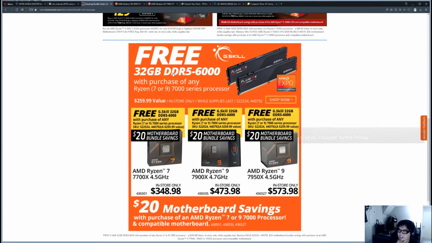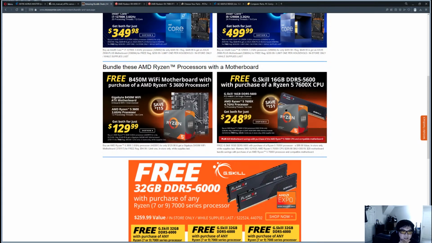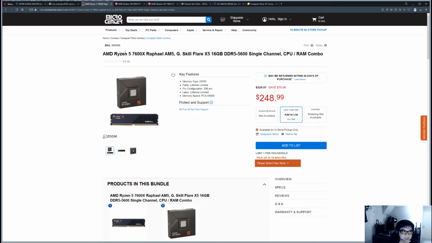But this is the stuff that was interesting to me. I was really tempted to get this, the Raphael, the 7600X, because I was thinking I could update my test rig to this, and then I could use this for overclocking. Because I do think that this is probably easy to overclock compared to the dual CCDs. But yeah, it was just too crowded. It was way too crowded.